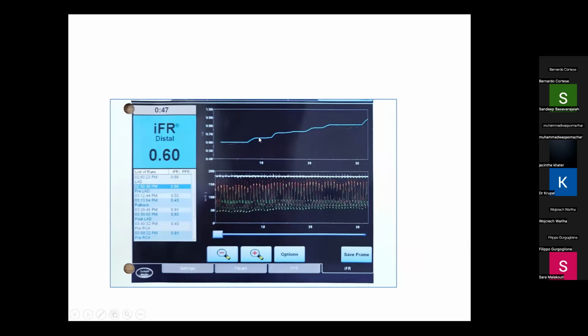There are 2, 3, 4, 5 jumps, but very small, not even 0.1 jump, and not very significant over the whole length. So it's a diffuse disease. Generally in diffuse disease, we should not go for PCI.